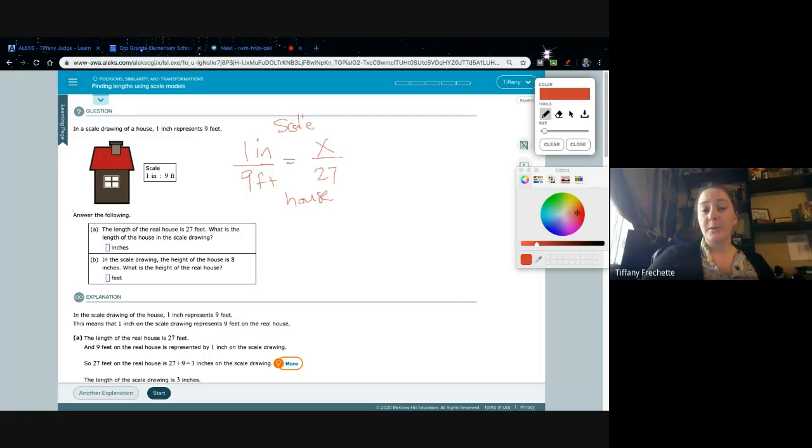So when I'm setting up my proportion, I want to make sure that I choose, is my scale going on top or bottom? And in this case, they're choosing for me because scale comes first, house comes second. So I should have scale and then house. And then I need to do the same thing on this other one. This is the scale, X. This is the house, 27. And then once I have my proportion set up, I want to start cross multiplying here. So I have 1. Oh, and you know what I forgot? I forgot to put feet, and this is going to be inches.